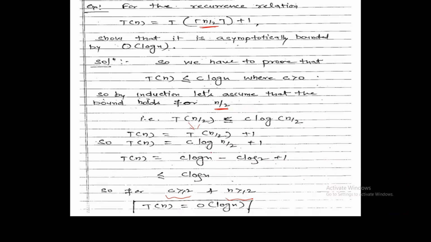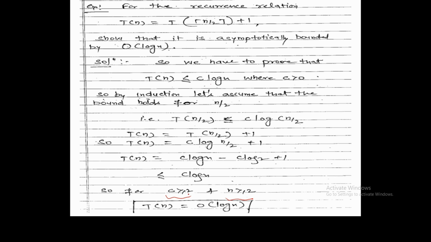It will be t of n equals c log n by 2 plus 1, and t of n equals c log n minus c log 2 plus 1. That must be less than or equal to c log n. So it will be true for the value of c greater than or equal to 2 and n greater than or equal to 2. Why? If we simply take the value of c equal to 1, and log 2 is also 1, then it will be 0, and both functions will always be the same. So that's why we need to take the value of c greater than or equal to 2, means greater than 1.